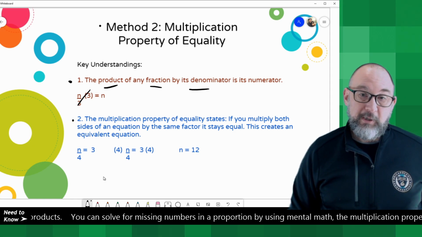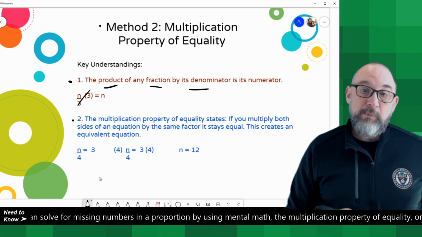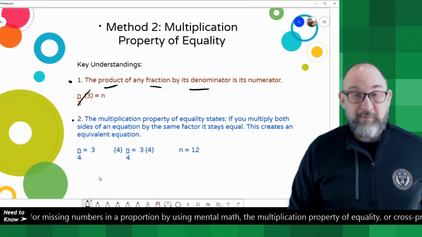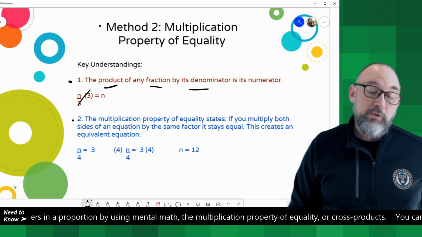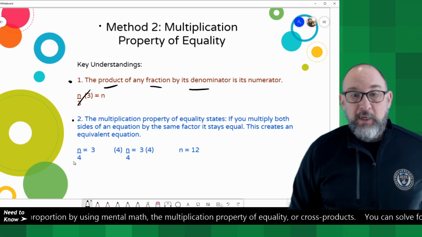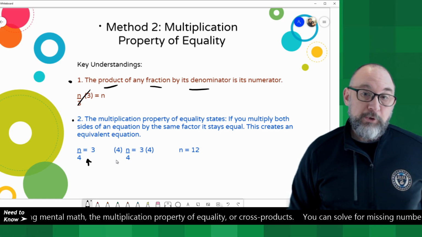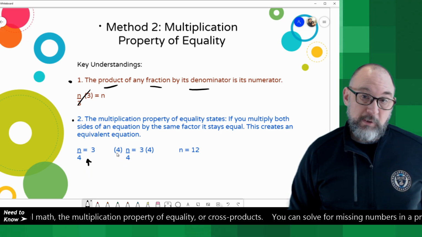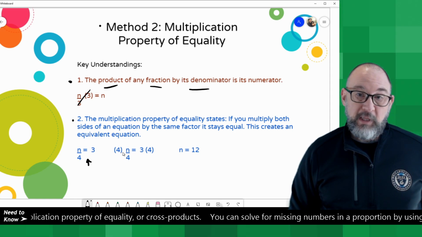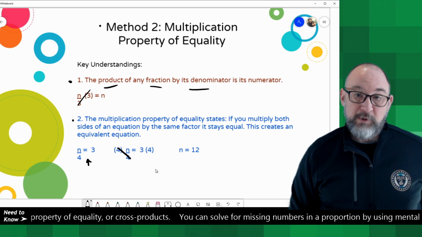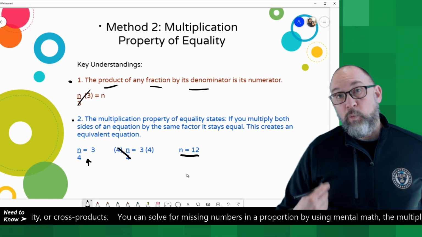Second key concept you need to understand is the multiplication property of equality, which states if you multiply both sides of an equation by the same factor, it stays equal. What you do is you create an equivalent equation. So if I have the equation n divided by 4 equals 3, and I multiply both sides of that equation by 4, so I'm going to multiply 4 times n over 4 and 4 times 3. On the left, this cancels out, and 3 times 4 is 12, so n equals 12. That's the same idea as a one-step equation.